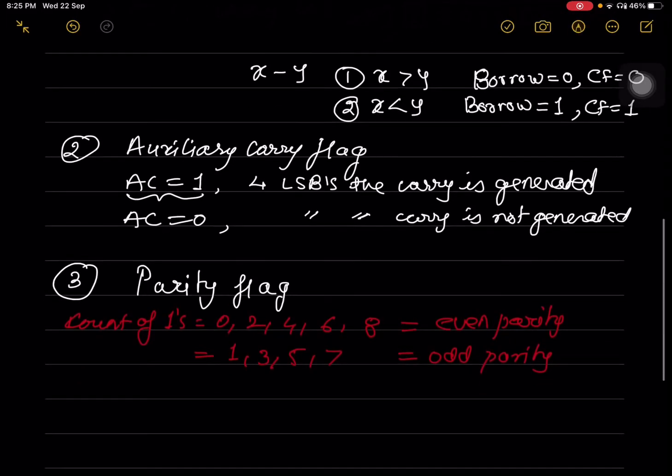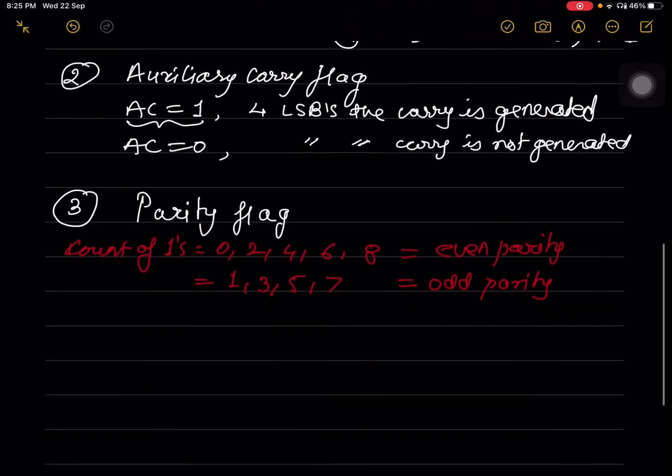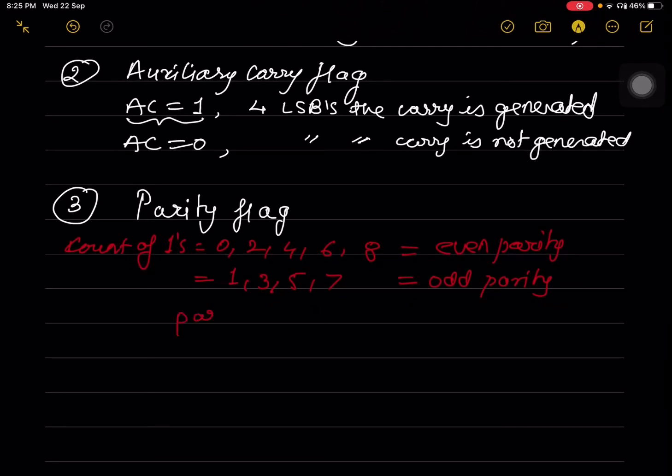And in case of the result, if the parity is even, in that situation parity flag becomes 1, and if parity is odd, in that situation parity flag becomes 0. So in microprocessor, if parity flag is 1, it suggests that the result has even parity. It means it may have 0, 2, 4, 6 or 8 ones. If parity flag is 0, it means that the parity is odd, means the number of ones of the result are 1, 3, 5 or 7.